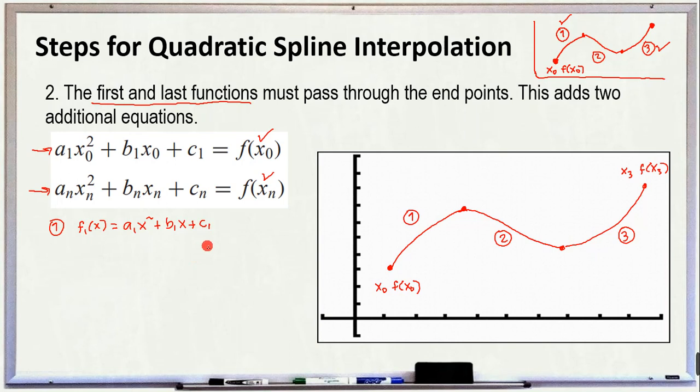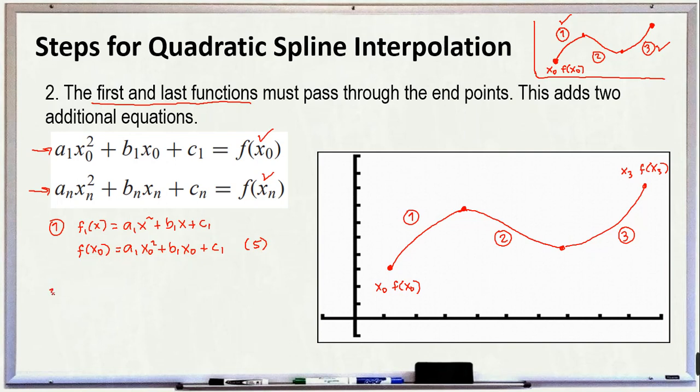So substituting the values of our function at the first endpoint, we have f of x naught equals a sub 1 x naught squared plus b sub 1 x naught plus c sub 1. This is our fifth equation. Because here, the x naught values are numerical values, and the unknowns are a, b and c. And f of x naught is also given.